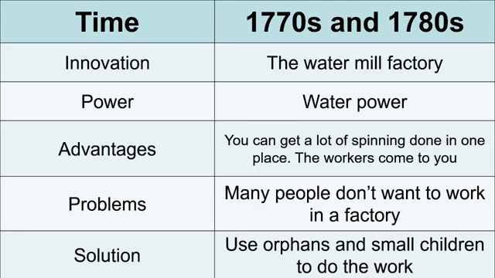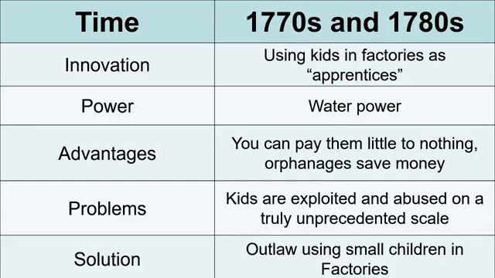But the problem with the water mill factory was that a lot of people didn't want to work in a factory. The solution was that you used orphans and small children to do the work. So this innovation was using kids in factories as, quote, apprentices. You're still using water power. And the advantages of using children in these factories was that you could pay them little to nothing. The orphanages saved money because they didn't have to take care of the kids while they're working. But the problem was that kids were exploited and abused on a truly unprecedented scale.